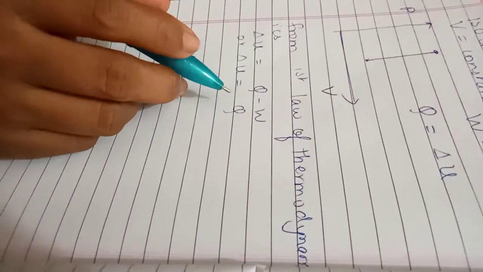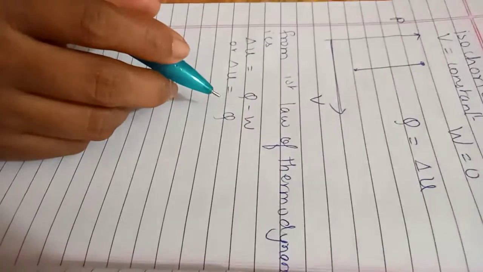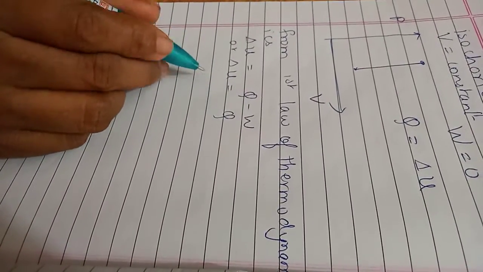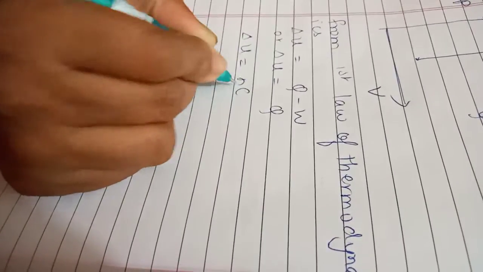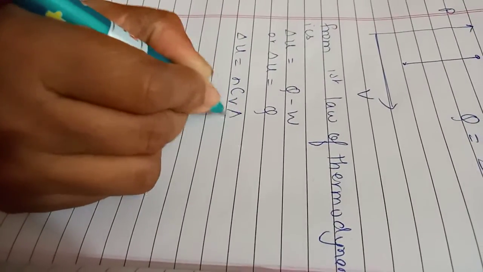Whatever amount of heat energy is supplied to the system is utilized only to increase its internal energy. This is an isochoric process here. And what is delta U equal to? n number of moles, Cv delta T. So this is the expression for an isochoric process.